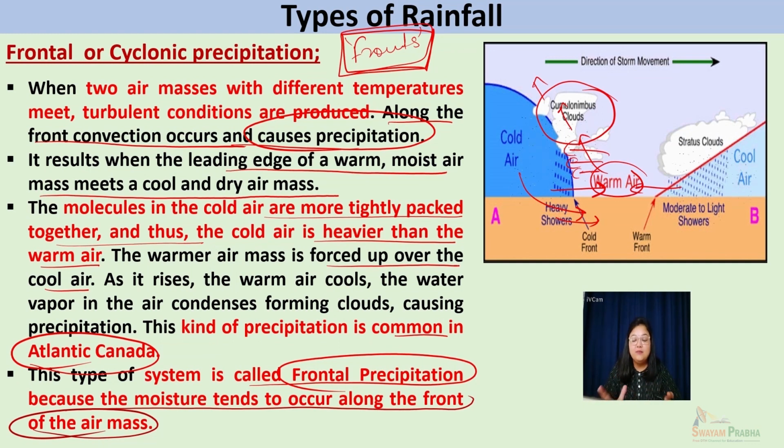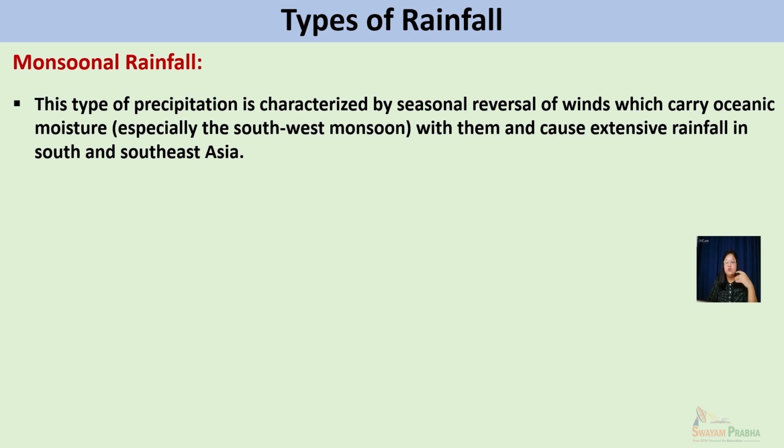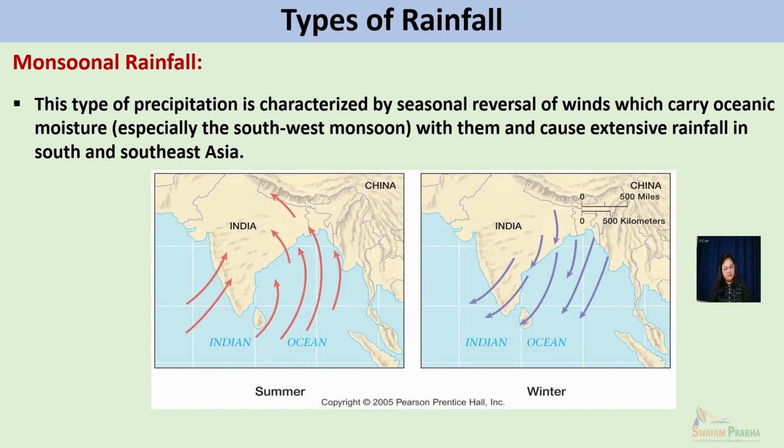So besides these primary three types of rainfall, we also have monsoonal rainfall. Although we have discussed monsoonal rainfall in great detail in module 3, where we have discussed the monsoon winds and its mechanism, this is also a kind of rainfall which is experienced in the Indian subcontinent. So this type of precipitation is characterized by seasonal reversal of wind. So there is 180-degree reversal of wind systems here which carry oceanic moisture, especially the southwest monsoon with them, and causes extensive rainfall in South and Southeast Asia.